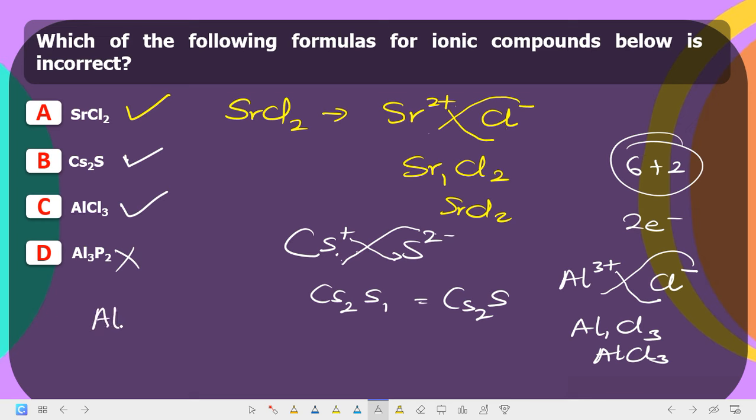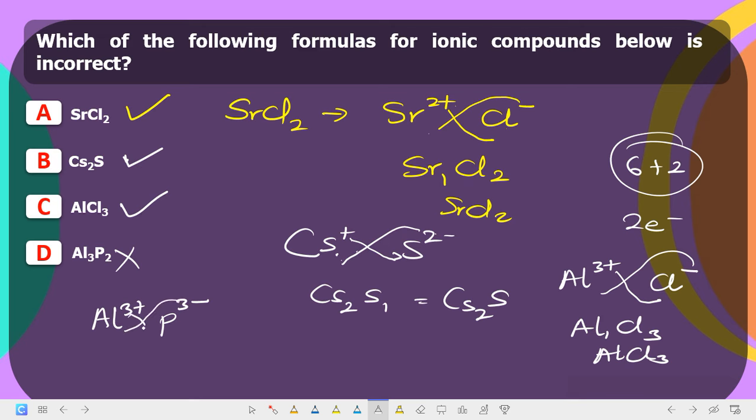Now, aluminium is 3+, and phosphorus, aluminium and phosphorus are in the same period, and the same group. So this will also have 3+. Aluminium is 3+, phosphorus is 3+. Is it 3+? No, they are not in the same group. Aluminium is in group 3, phosphorus is in group 5. So this one is 3-. Okay? Because it needs 3 electrons to complete the octet.